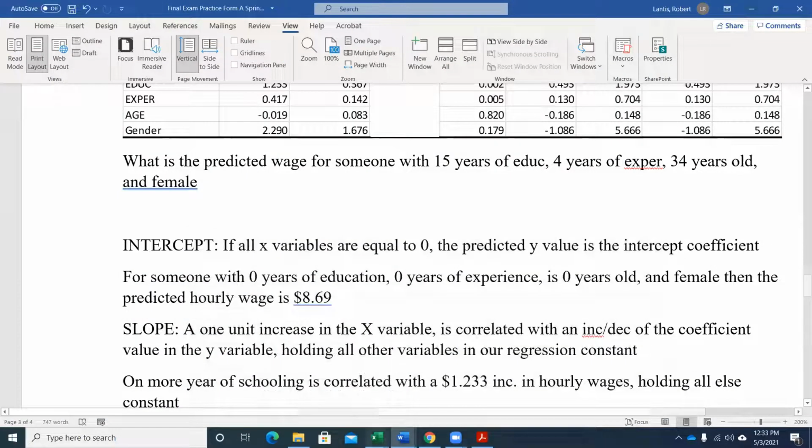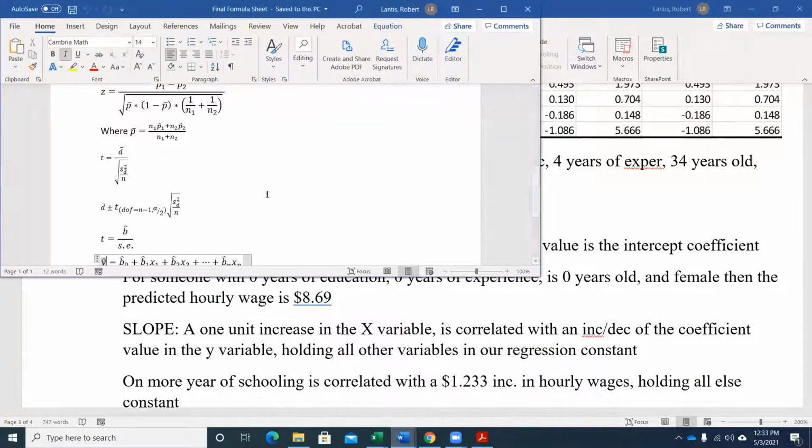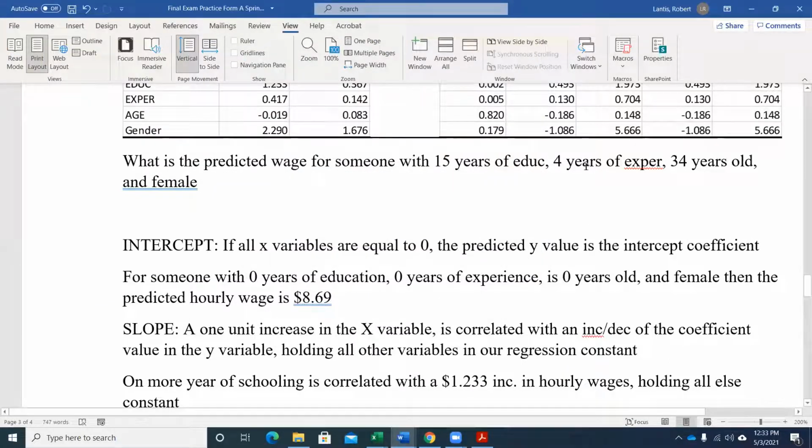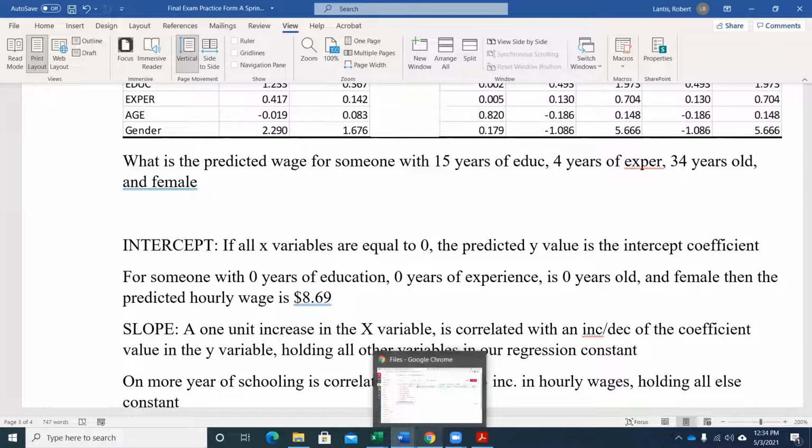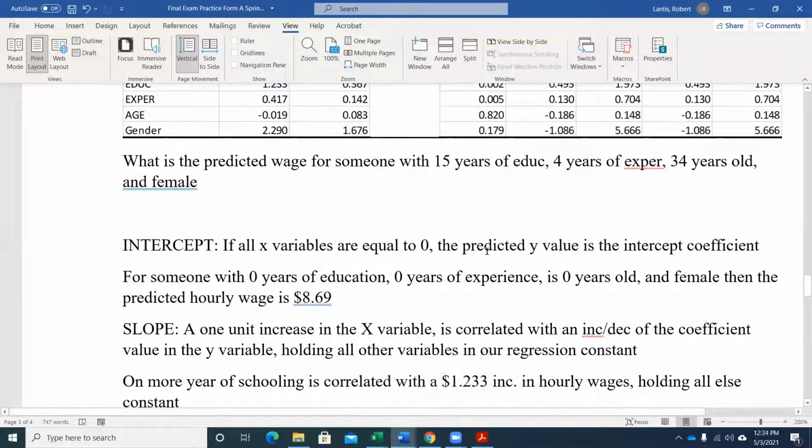Ahead of time, have this final formula sheet open, and have your Z and T tables open. You can use Excel if you want, but having those physical tables in front of you would be good as well. Other than that, I think that should be pretty good.